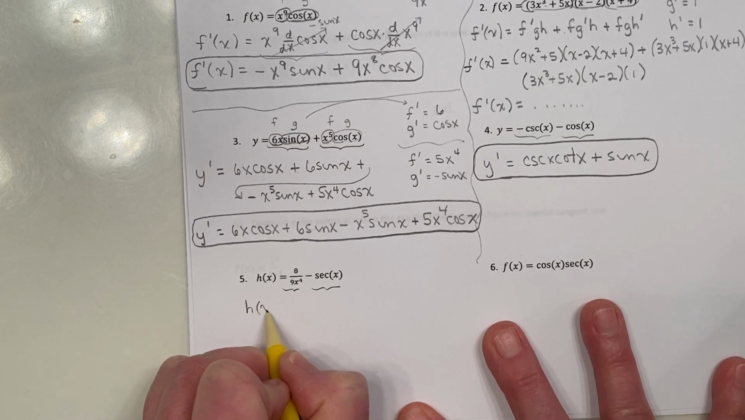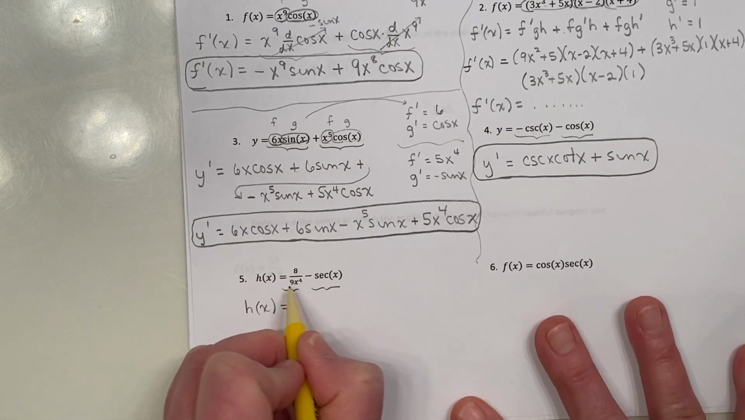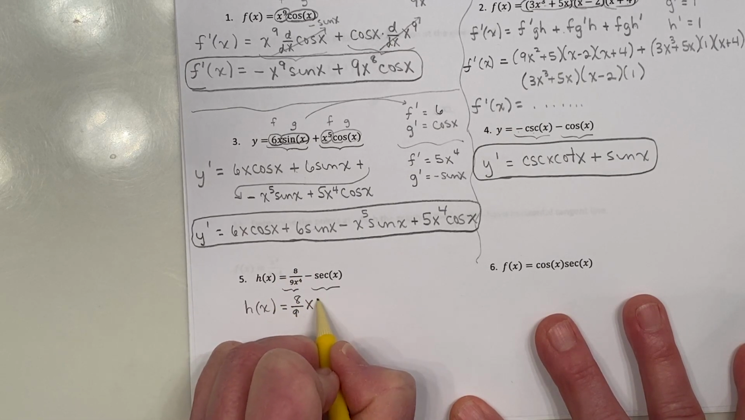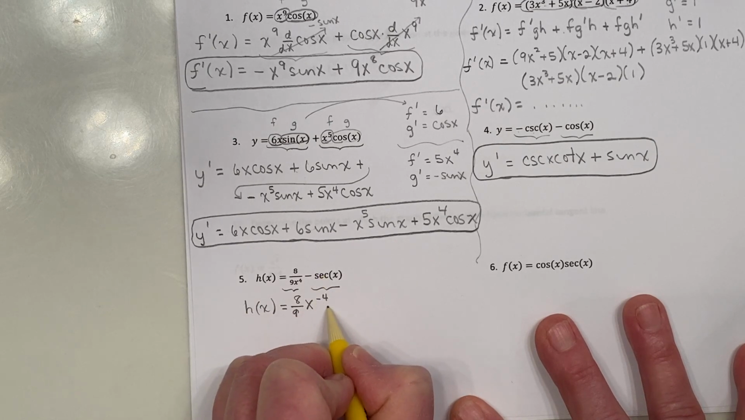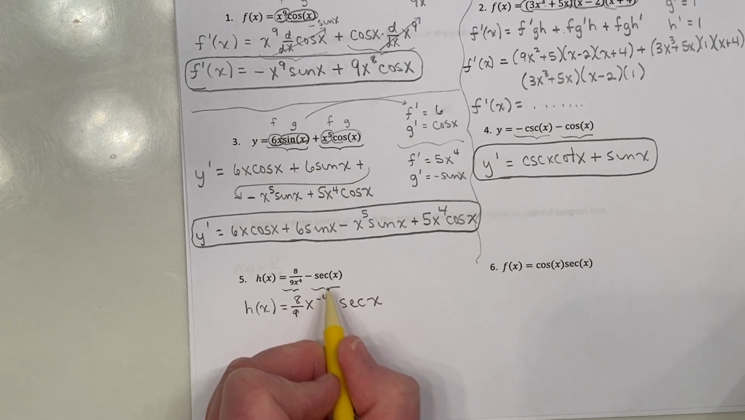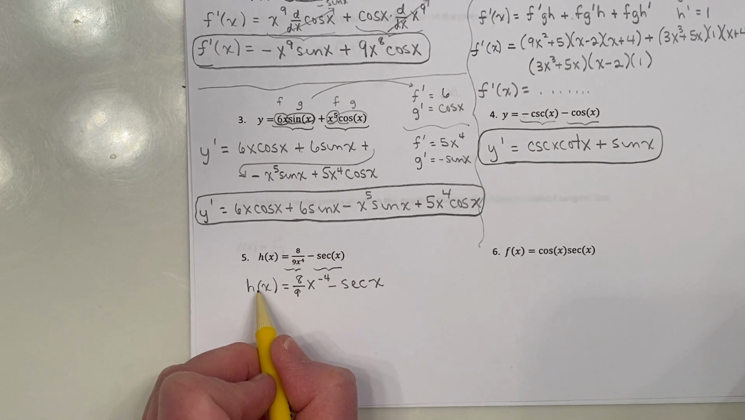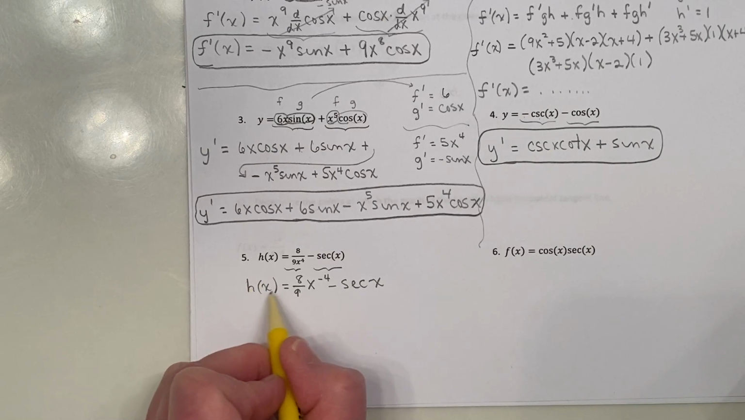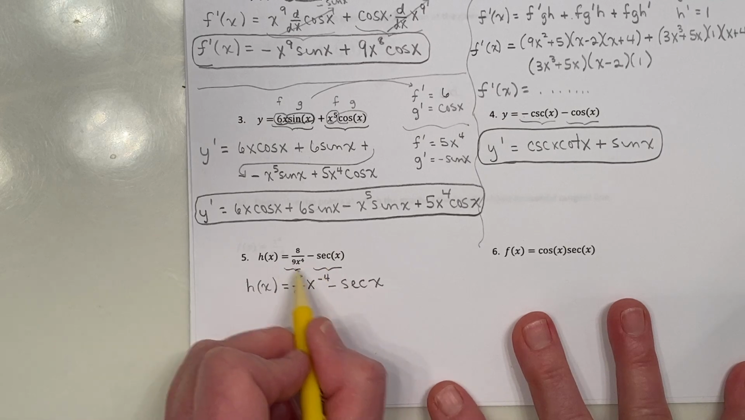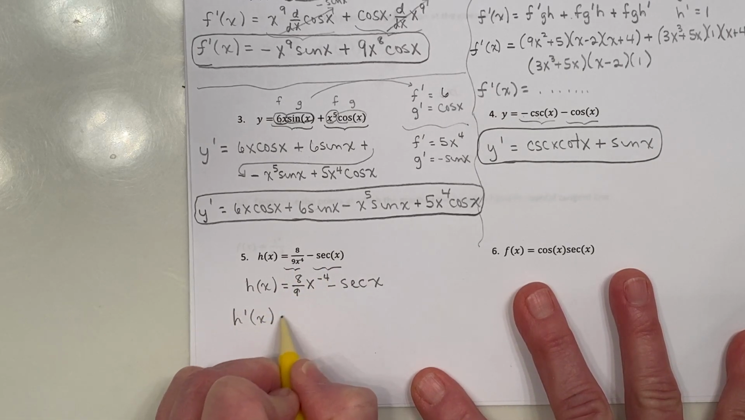So notice I'm not putting down h prime of x because I have some algebraic rewrite work to do. So this becomes 8/9 x to the negative 4, and I'll just bring down minus secant x. Let's not find the derivative of secant x until we're ready to find the derivative of everything, because then what notation would we put over here if one has a derivative and one doesn't? So do the algebraic rewrite, everything's prepared. Now let's apply some derivative rules.